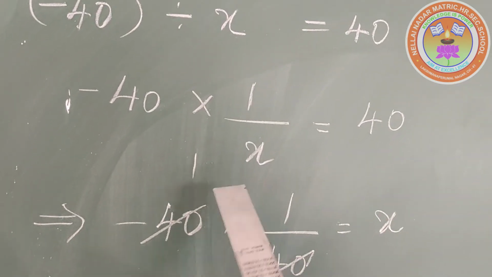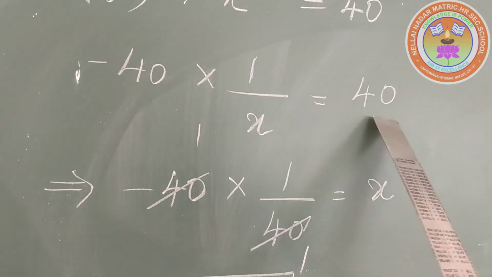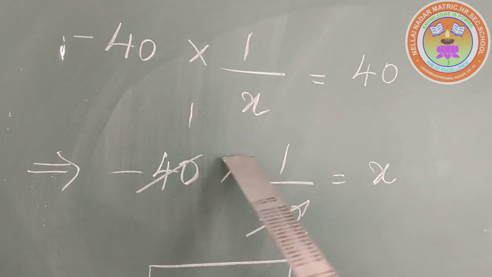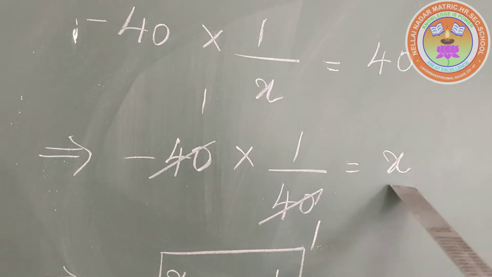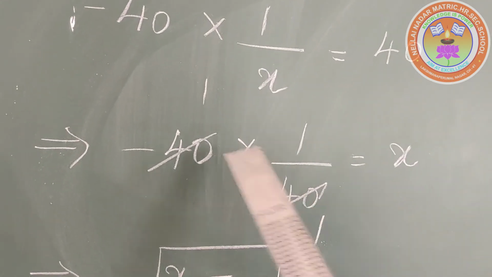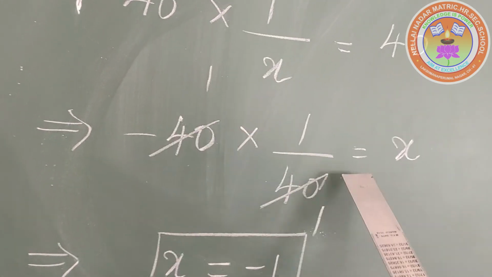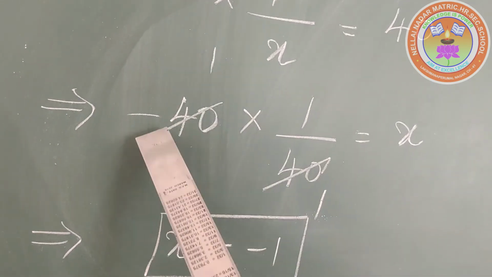So that becomes minus 40 into 1 by 40, that is equal to x. Now here 40 and 40 are the same, and it goes 1 times in the 40 table. So I am cancelling 40 1 times and here 40 1 times. So what is the balance here?